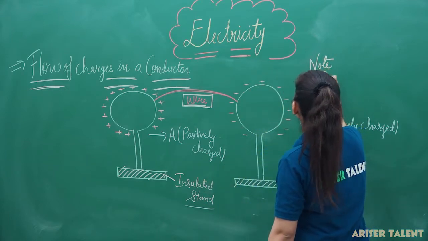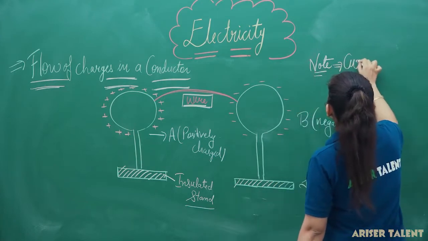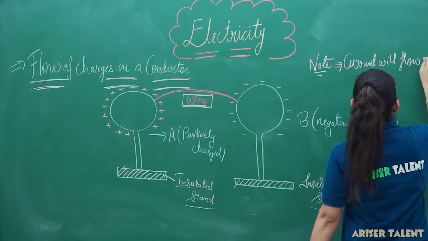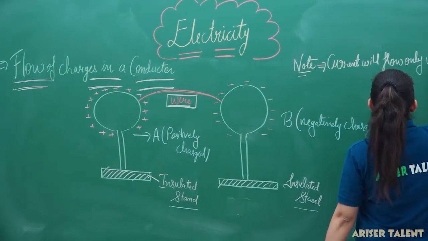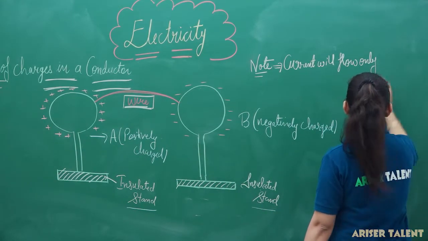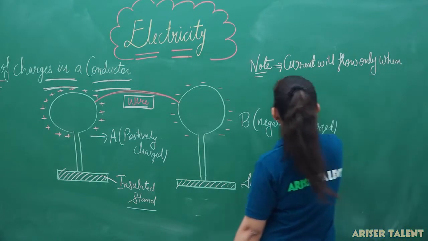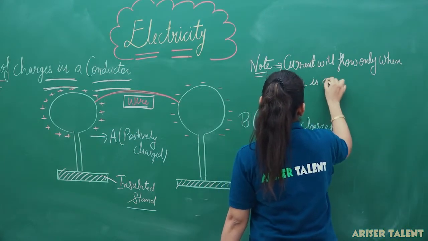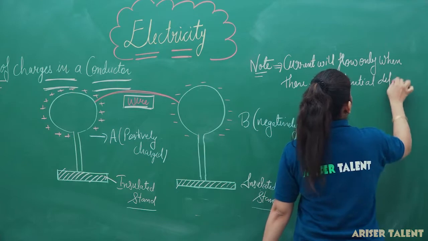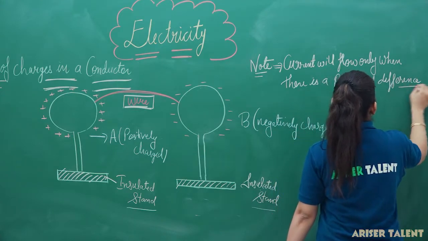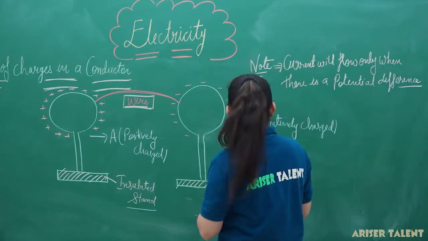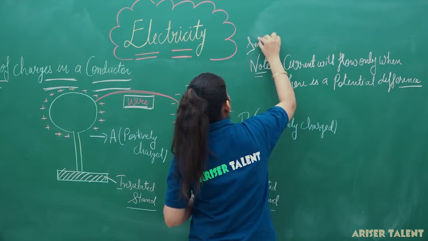You have to remember that current will flow only when there is a potential difference. It means when will current flow? When there is a potential difference between two systems, and this is a very important note.